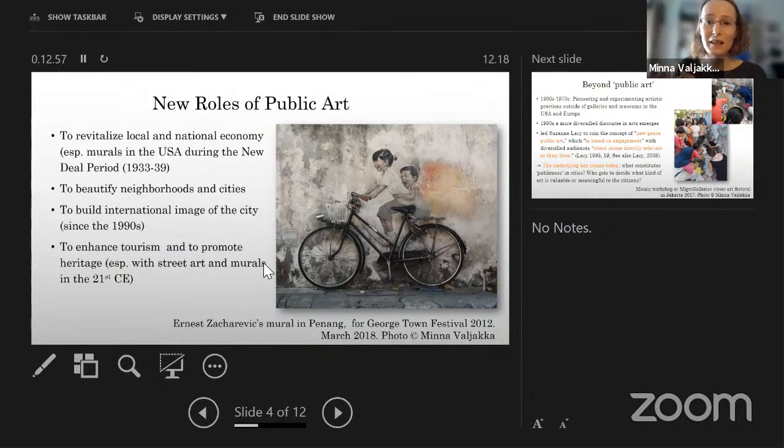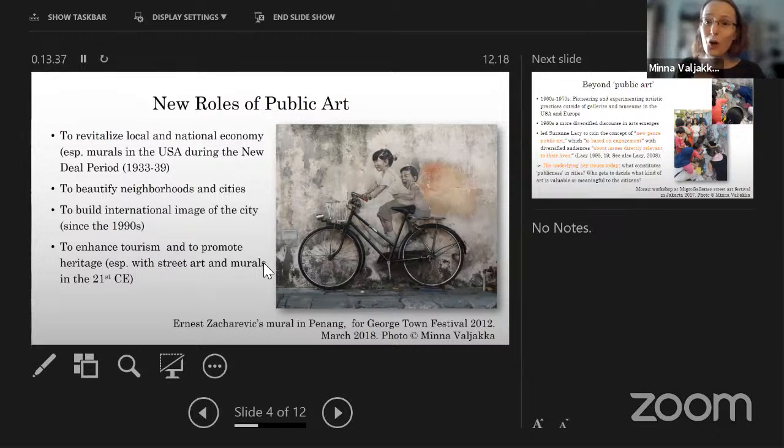And especially in the 1990s, there's a lot of pressure on the cities to build this kind of international image of the city. So it has to be vibrant, lively, nice to live in. And that is often done with arts. And in many occasions, for example, in Asian cities, a lot of international artists are commissioned to do artworks, and a lot of expensive sculptures by famous international artists are ordered to be built in the Asian cities because the governments think that it gives a better image to the city.